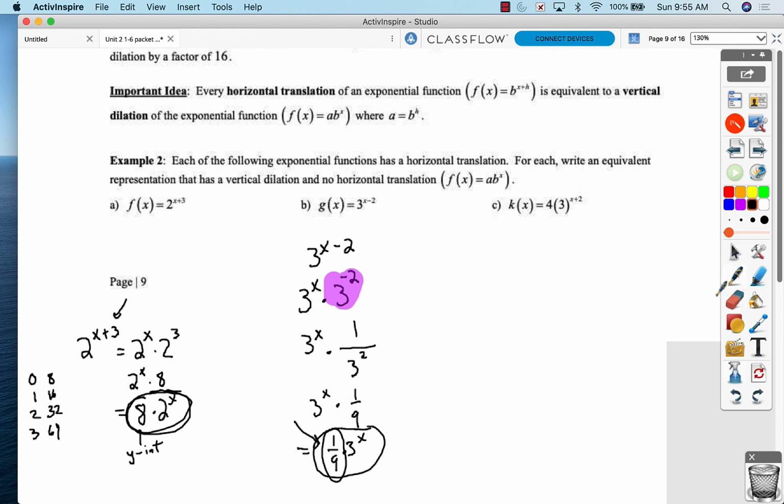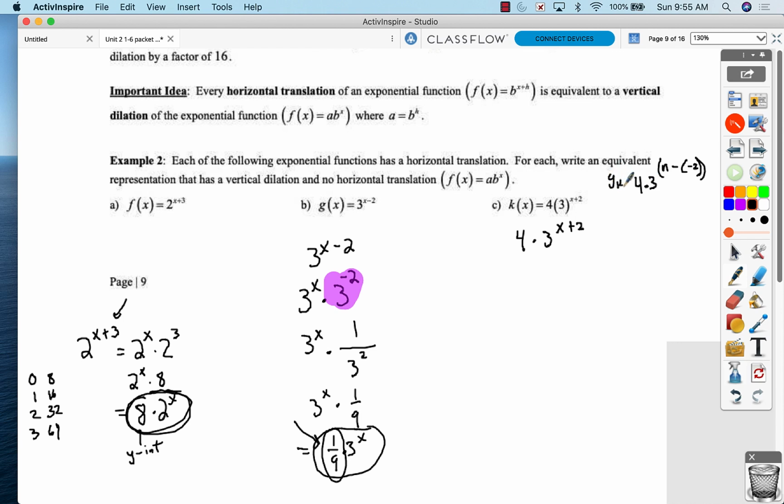So now you have 4 times 3 to the x plus 2. So now they're writing this sort of like our g of x thing, right? So it's like 3 to the x minus a, minus 2. So I forgot the 4. Sorry. So 4 times 3 to this mess.